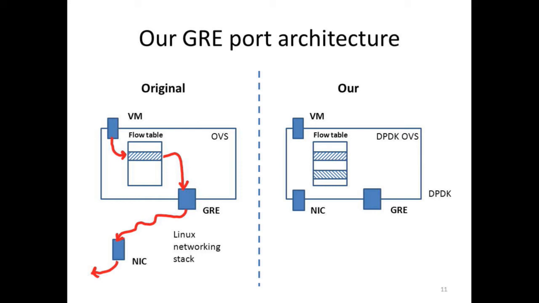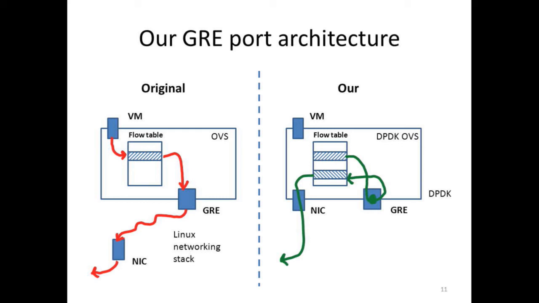In our architecture, the packet goes to the flow table, is matched against the flow table, and goes to the GRE port. Inside the GRE port, we fully add the additional headers and send the packet back to the data path and match it again against the flow table. This flow entry says to which network adapter we should send this packet. Basically, that's it. This is the big difference.